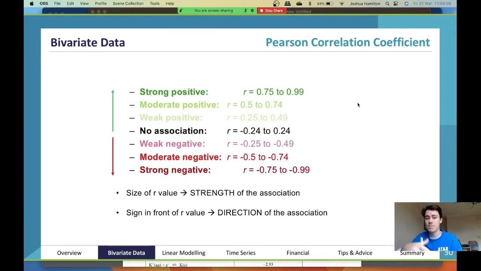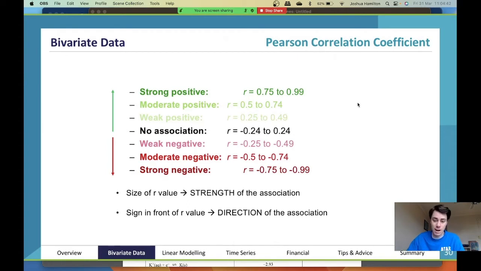So if you get a number for R, you can just go to this page and go, all right, it was positive 0.8. 0.8 falls into strong positive. It was negative 0.44. Negative 0.44 is weak negative. Essentially, the closer the number is to -1 or 1, the stronger the linear relationship is. It's got more strength. The further away from 1 or -1, so the closer to 0, the weaker it is. And when it's very close to 0, we say there's no association, so there's no strength.